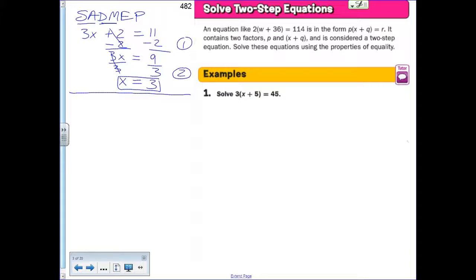of p(x + q) = r. It contains two factors, p and (x + q) in parentheses. It is considered a two-step equation. It says solve these equations using the properties of equality.